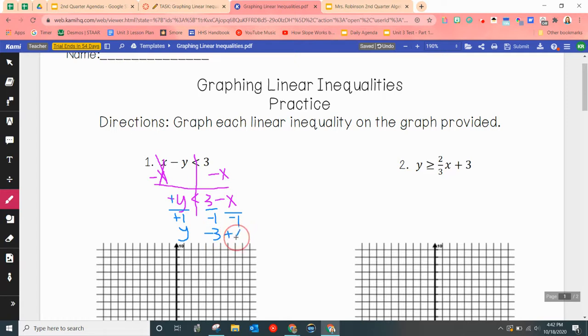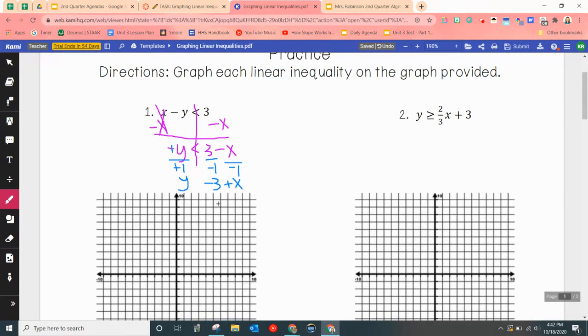Okay, so I know that this is going to be a line that has a slope of, well, what's sitting in front of x? 1. And I also know that the y-intercept is going to be negative 3. So because we divided by what number over here? What did we divide by? Negatives. We have to remember to flip our inequality symbol. That's going to be the big step that you need to remember.